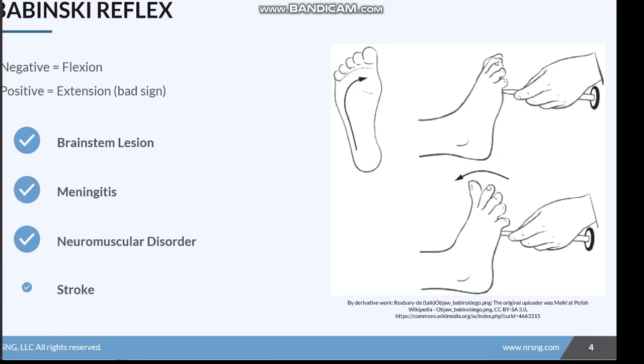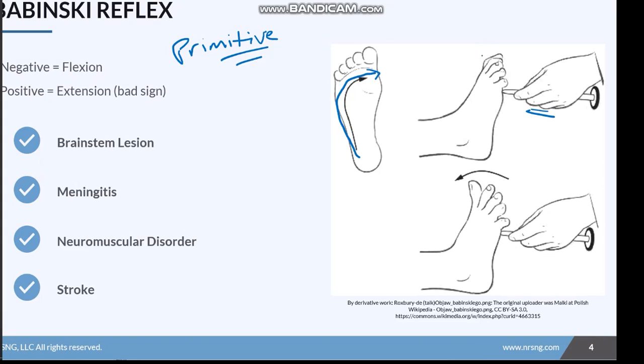Babinski's reflex is what we call a primitive reflex. It's actually normal in babies under 2 years old, but after about 2 years of age, we should see it disappear. So anytime after that, you don't expect to see this. So what you can do is take something like a reflex hammer, and you're going to stroke the outside of the foot upwards and across the ball of the foot.